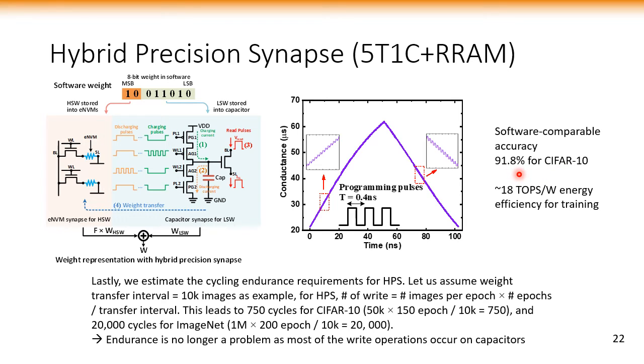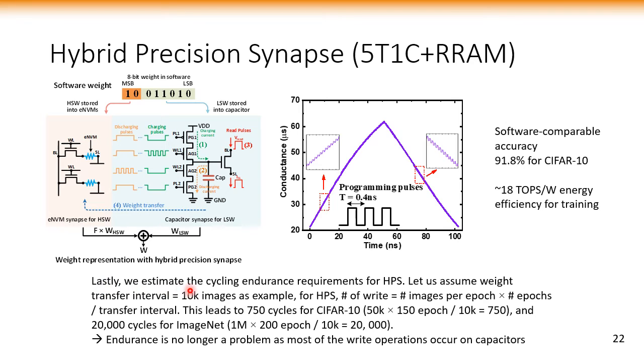So 91.8% can be achieved for CIFAR10, and we can also report 18 TOPS per watt energy efficiency for the training, because most of the weight update will happen on the capacitor instead of the resistor.